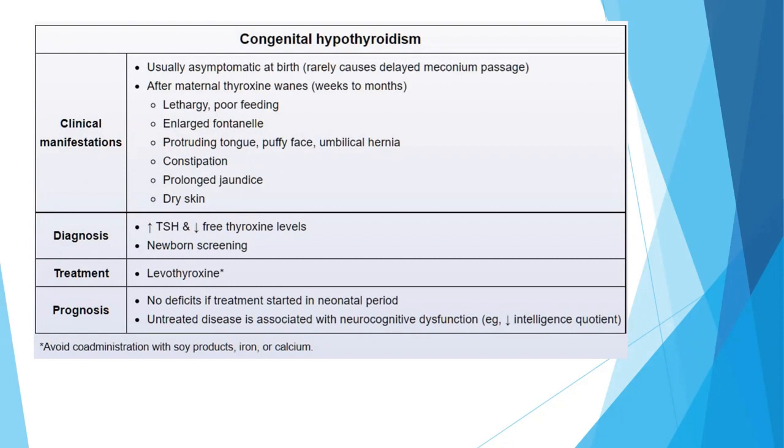Now, it is usually asymptomatic at birth, and it can cause delayed meconium passage sometimes, but it is usually asymptomatic at birth. Congenital hypothyroidism is because the maternal thyroxine, or the maternal high thyroid levels, cross the placenta and actually cause suppression of the thyroid gland in the neonate.